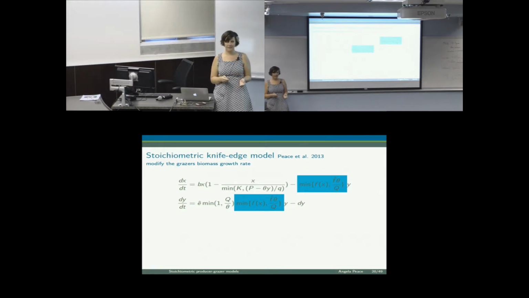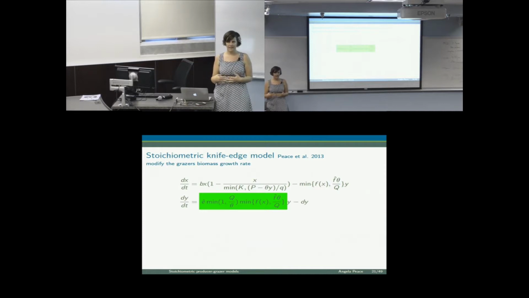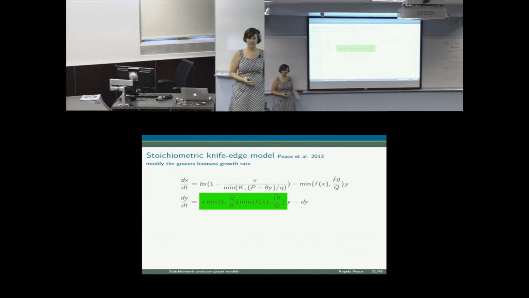The next thing we need to rethink is the grazer's growth rate. So this term I have highlighted in green. Grazer's growth might be limited by phosphorus, but if phosphorus is in excess, grazer's growth is now going to be limited by carbon. So we want to incorporate that into the model.